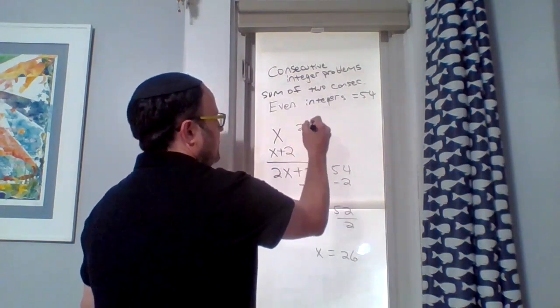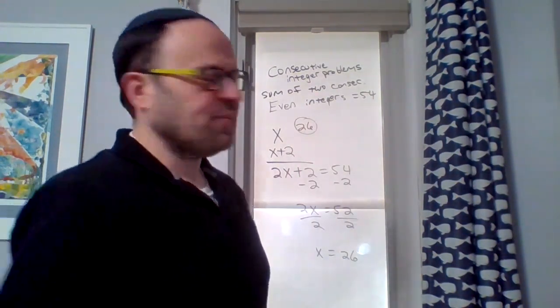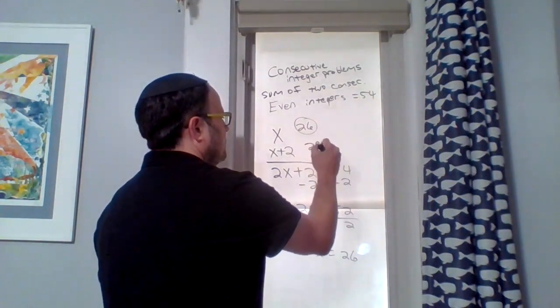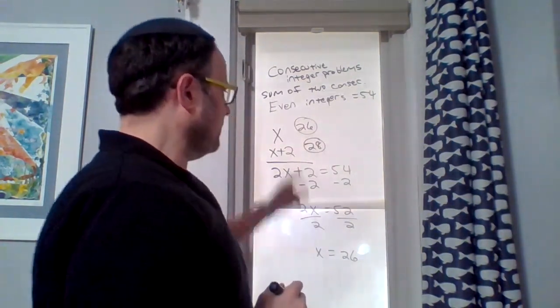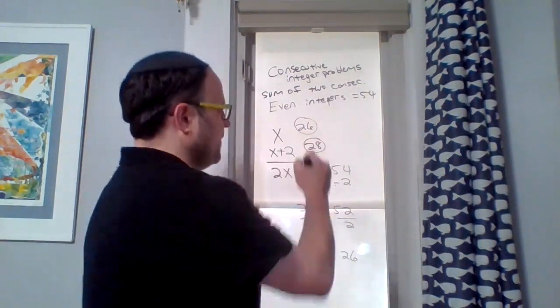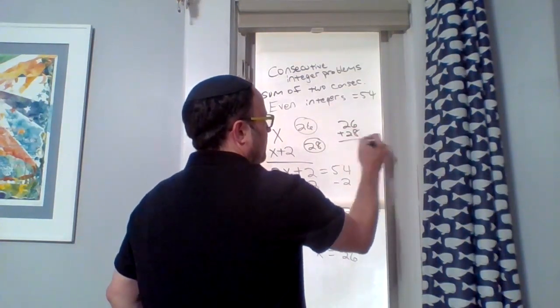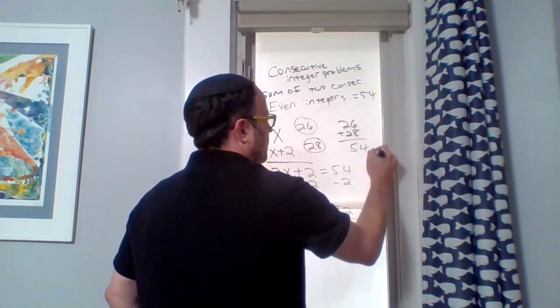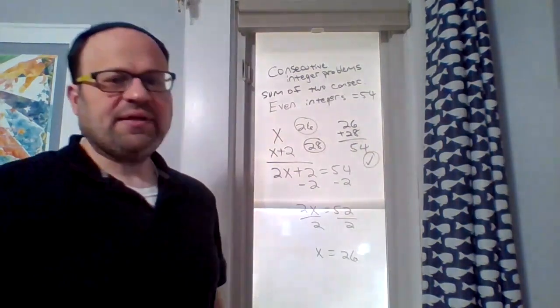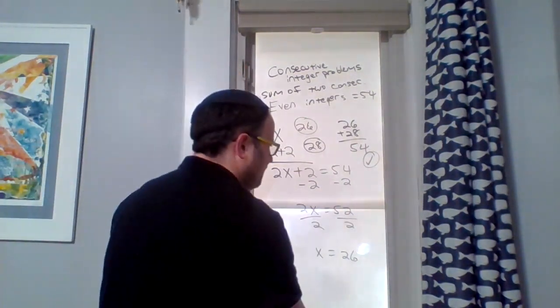X equals 26. And what's the next even integer after 26? 28. Because x plus 2 takes us to 28. And let's just double check our work. Is 26 plus 28 equal to 54? Yes, it is. Perfect.